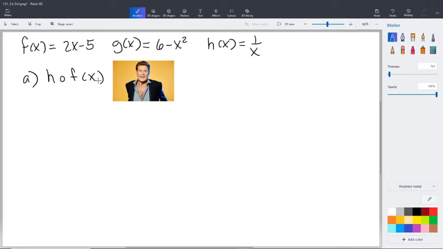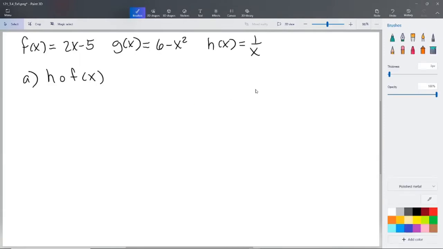And then the first thing they ask us is something we haven't seen before. They ask us to do the hof of x. And I see hof and I think of David Hasselhoff. So I had to bring his picture in here just so we could all be on the same mental page as me. All right, let's go ahead and get rid of Mr. David Hasselhoff here, and continue to do our problem.